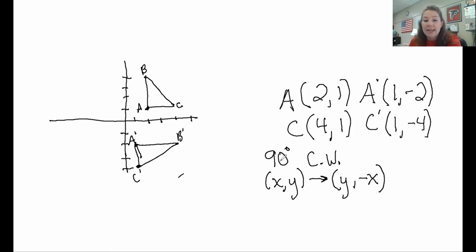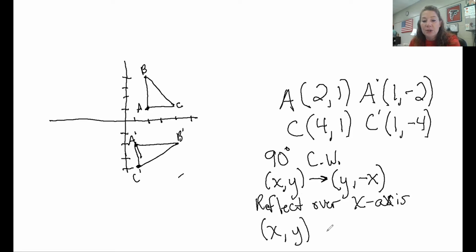All right, so now, like I said, we're going to do a combined transformation. So not only rotating 90 degrees clockwise, but also we're going to reflect over the x-axis. Whoops, I don't know how to spell axis. All right, so the rule for that on that little picture I showed you on the transformation rules says that when you reflect over the x-axis, the x coordinate doesn't change, but the y becomes the opposite sign.